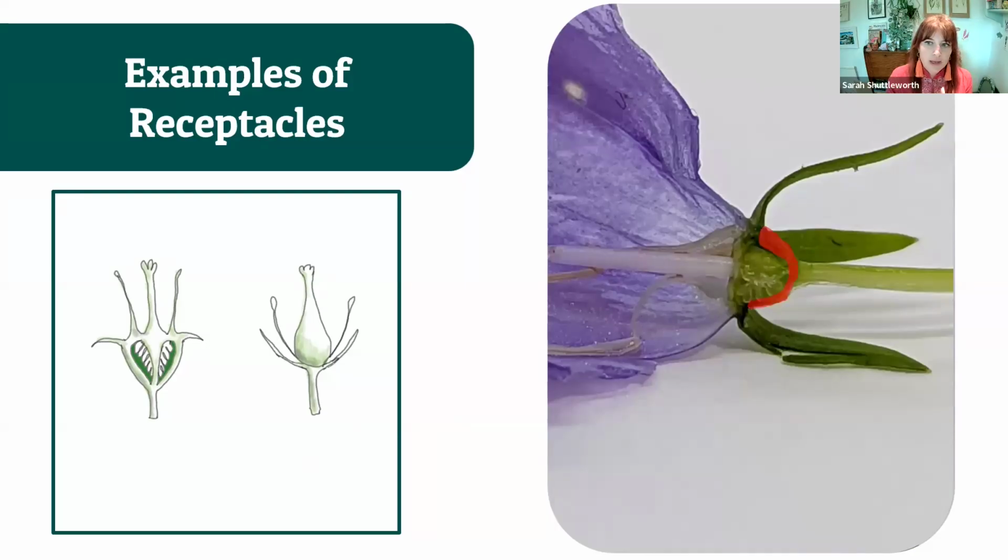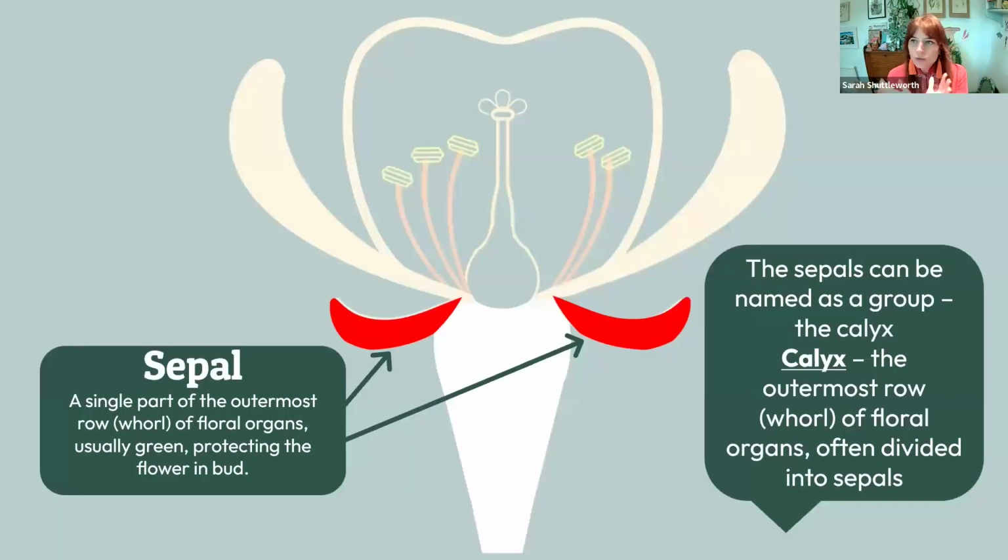Right, moving on then to the next floral whorl or row of things that come up above that, and that is the sepal or the sepals. And that's basically the outermost row, or referred to as a whorl, of floral organs, and they're usually green, and the purpose of them is to protect the flower when it is in bud. So if you imagine a bud, it's usually green with those sepals cupping around it. And essentially those then unfurl and support the petals underneath, and those are the sepals.